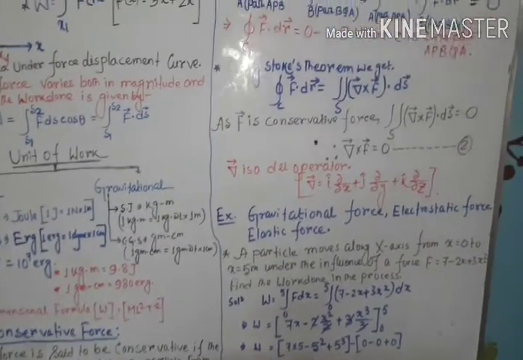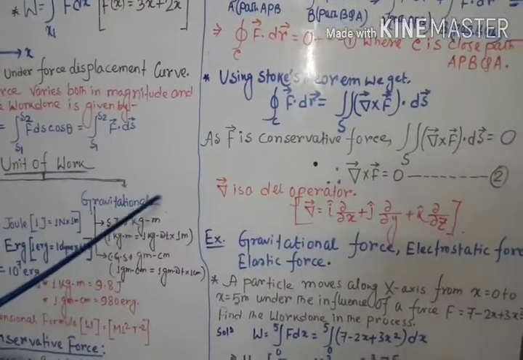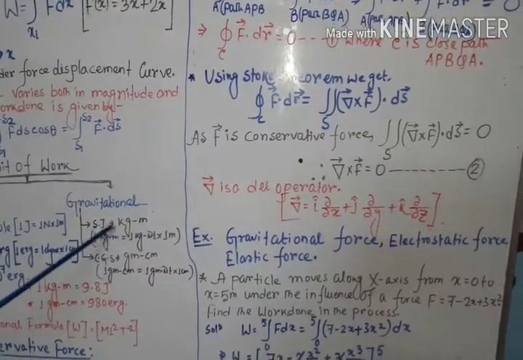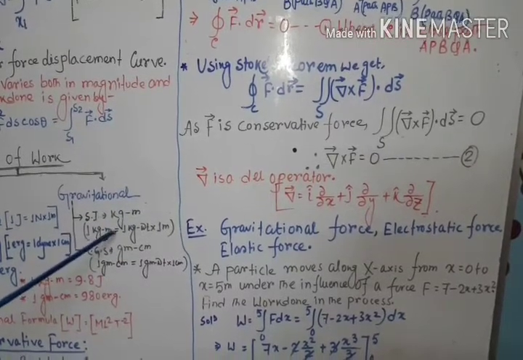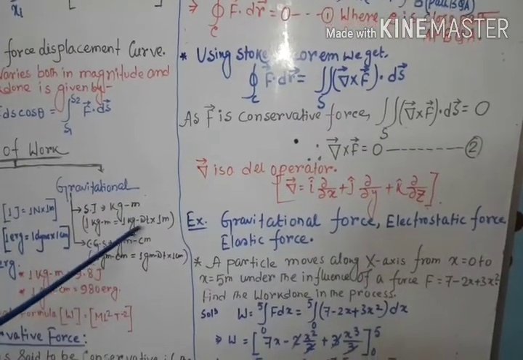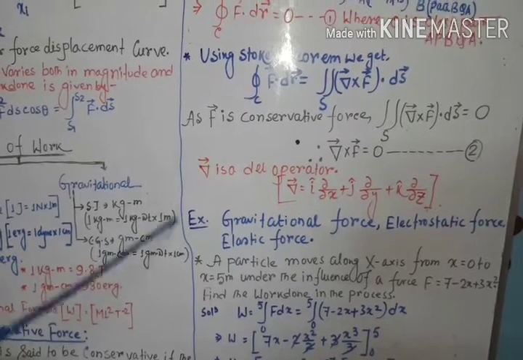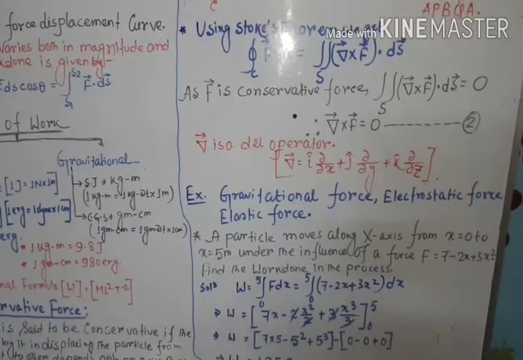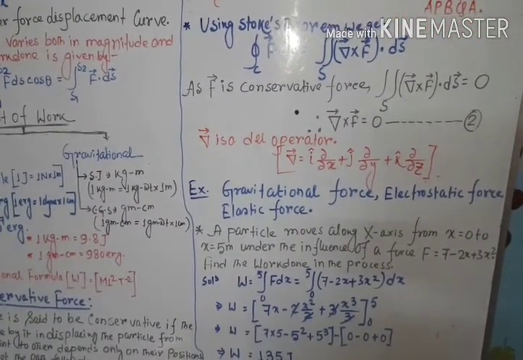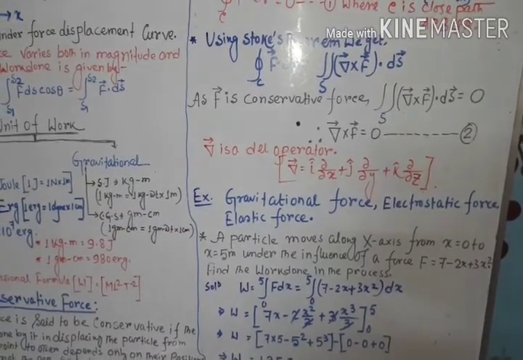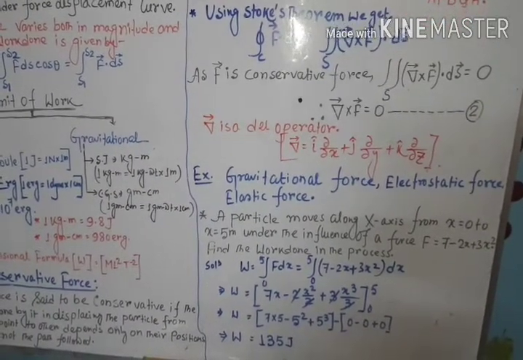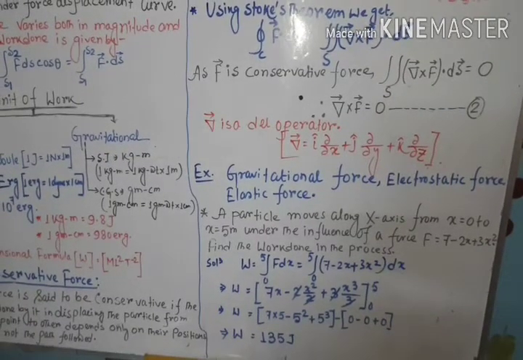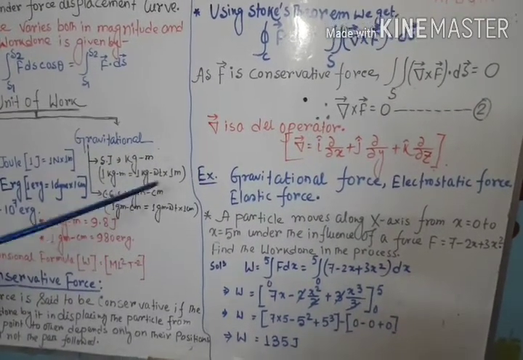Now in the gravitational unit system, the unit is kilogram meter, and mathematically 1 kilogram meter = 1 kilogram weight × 1 meter. So how can you define it? 1 kilogram meter of work is said to be done whenever a force of 1 kilogram weight acting on a body gives a displacement of 1 meter.